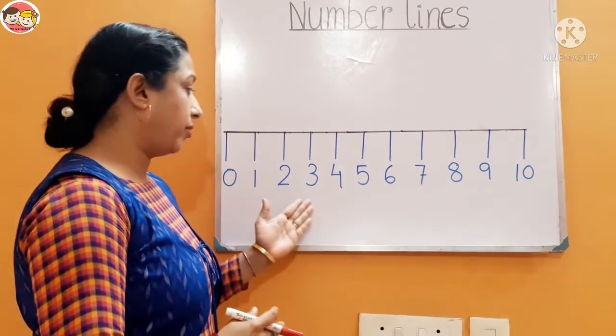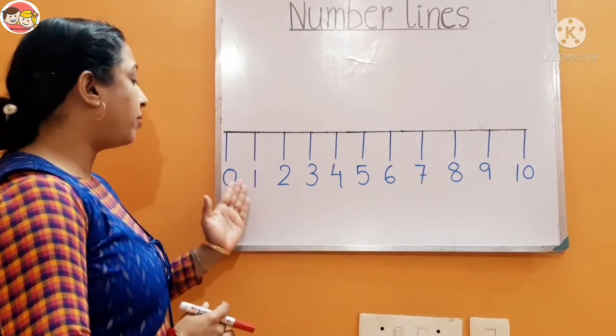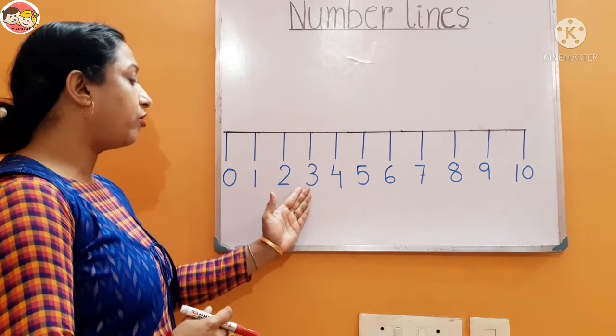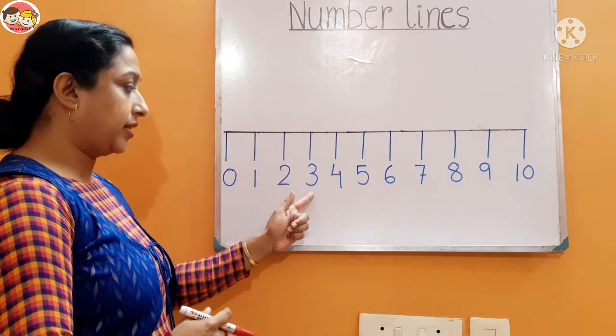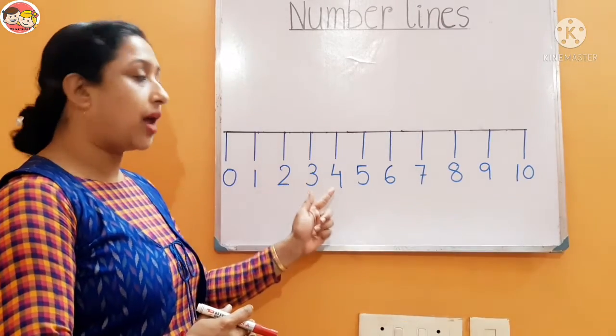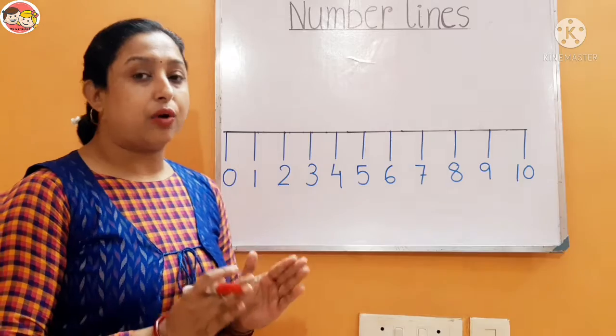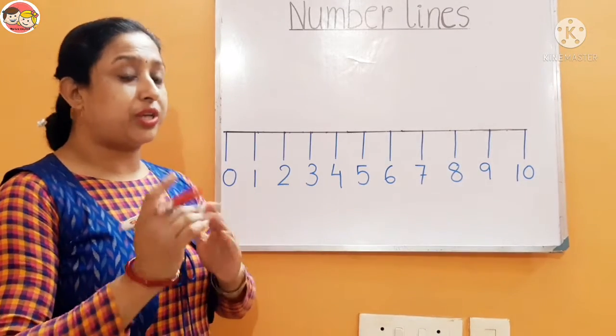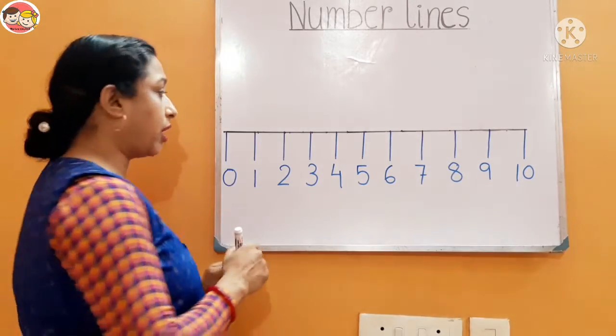Now we will learn this concept through number line. So here we go. Now children, look here. Numbers are already marked over here below the lines. That's why this is called number line. Now let's count number 1 to 10. First, forward counting.